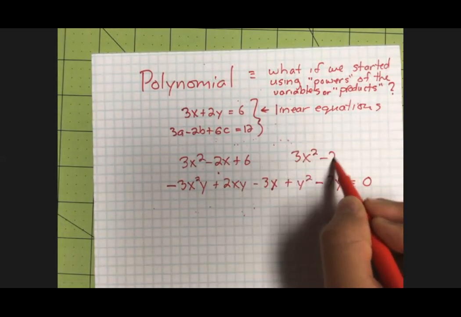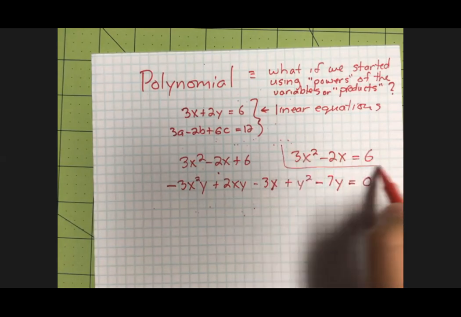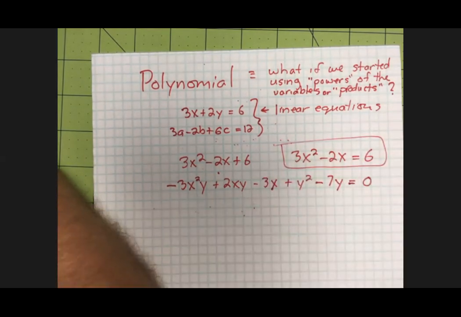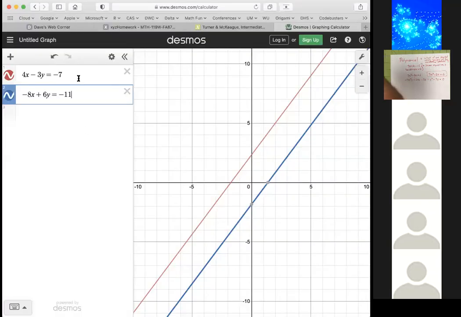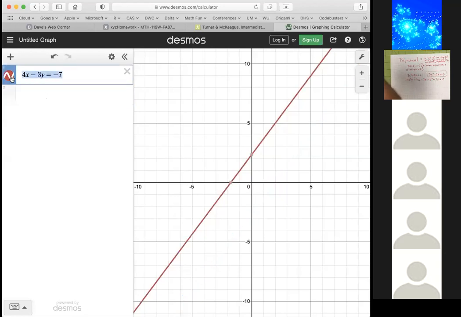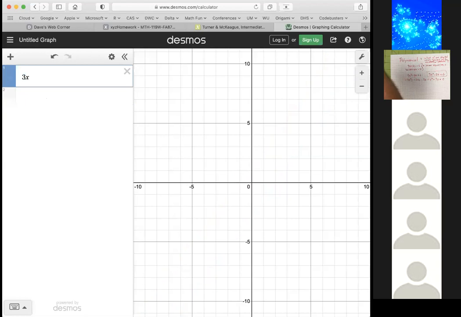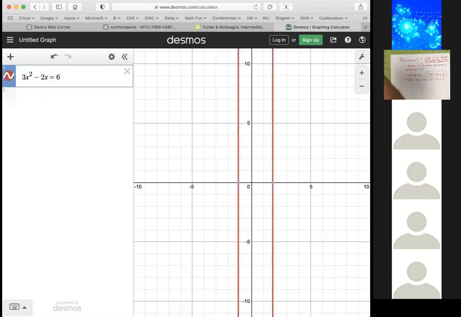So look at 3x squared minus 2x equals 6. If I made an equation out of that, I wonder what graph it would be. I'm going to go back to Desmos just for kicks. Wouldn't that be interesting if your career was to do math just for kicks? Because I can't complain. It's fun to do math. Okay, it's a graph. 3x squared minus 2x equals 6. It doesn't look like an interesting graph. Let me zoom out.